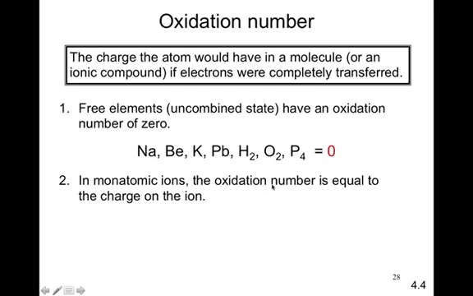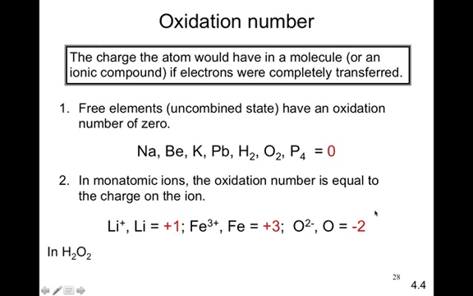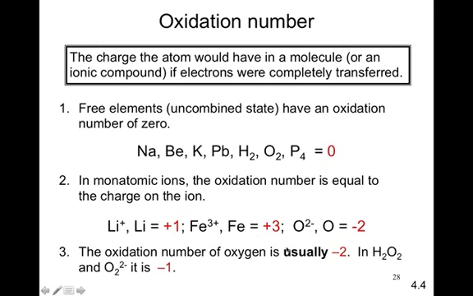In monoatomic ions, the oxidation number is equal to the charge of the ion. So here, Li plus would be a +1, Fe3 plus is a +3, O2 minus is a -2, and those are pretty easy to work with as well. The oxidation of oxygen is usually -2. Pretty much operate on that and you'll be in a safe place. There are some exceptions. Hydrogen peroxide, for example, hydrogen's a +1, oxygen's a -1, because hydrogen peroxide as a whole has to be balanced. And so to balance it, oxygen has to be a -1.